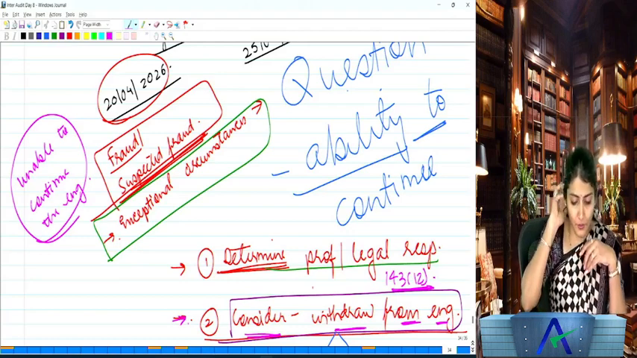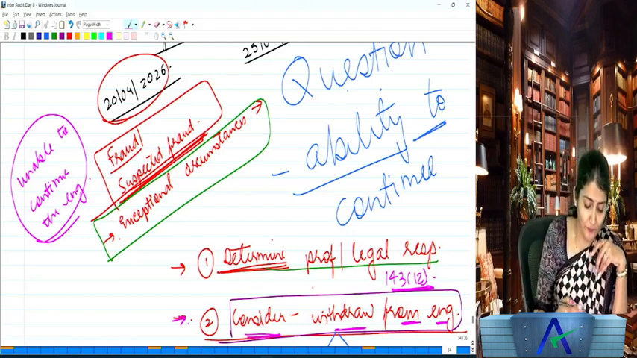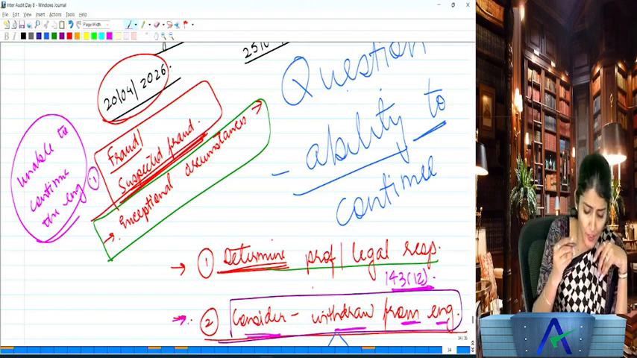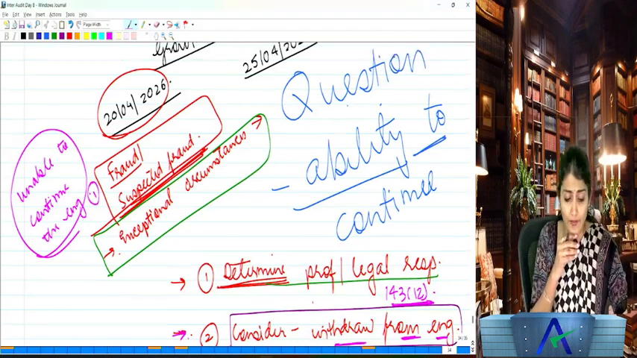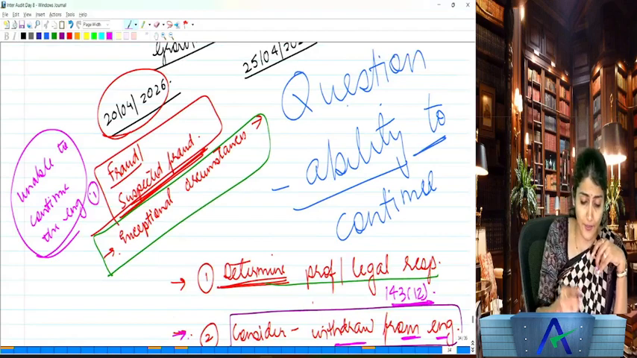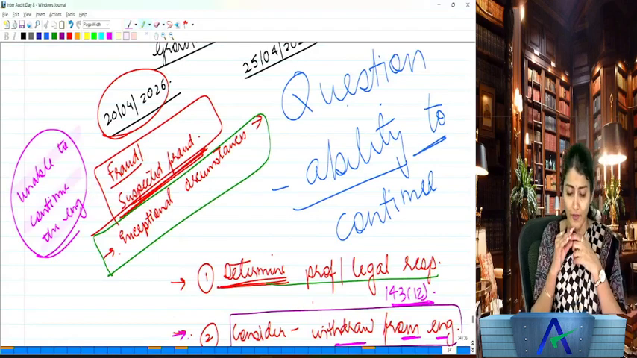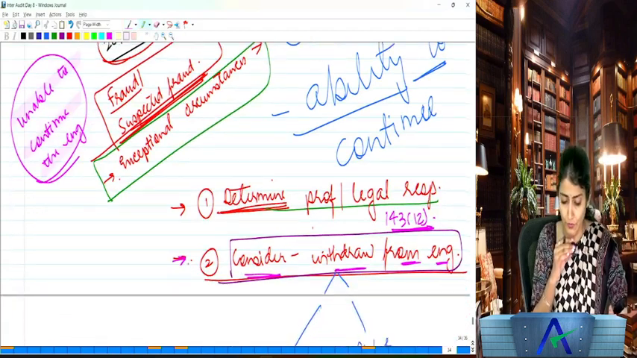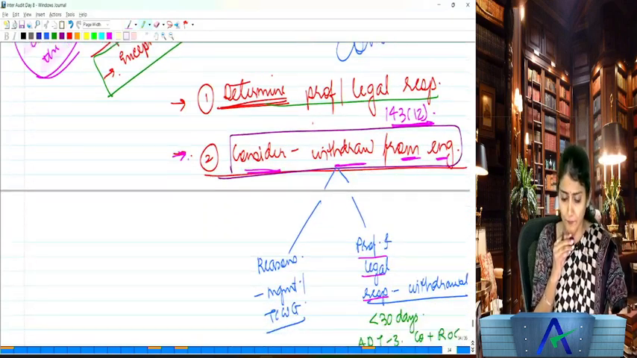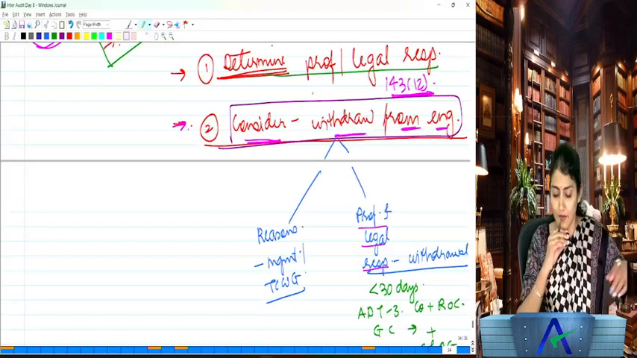Unable to continue the engagement. Why? Due to fraud or suspected fraud. Yes, it is due to the exceptional circumstances that bring into question the auditor's ability to continue performing the audit. Then what do you need to do? Determine the professional and legal responsibilities.